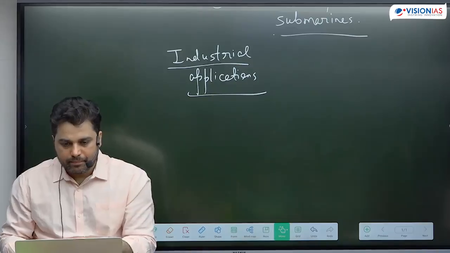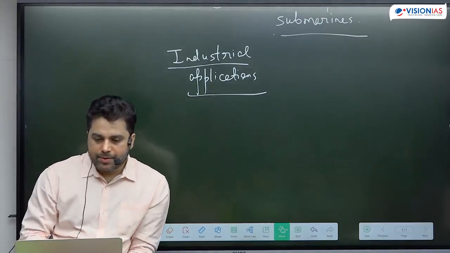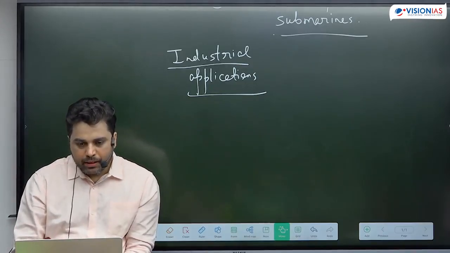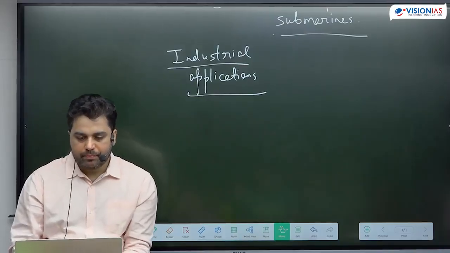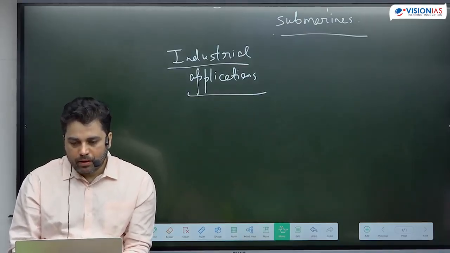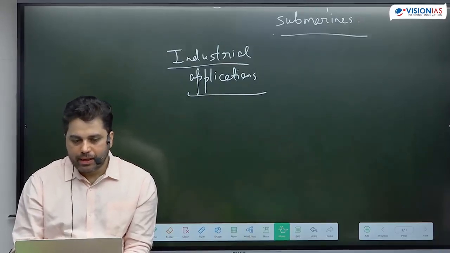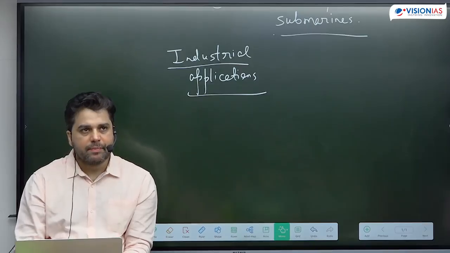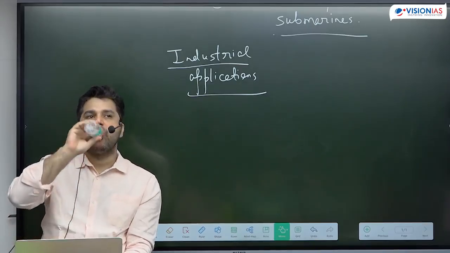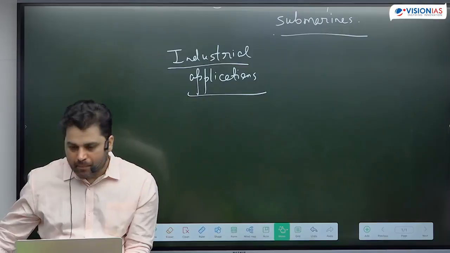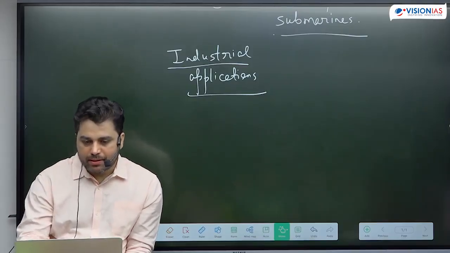First, radioisotopes can be used to trace the flow of fluids and gases in industrial processes.